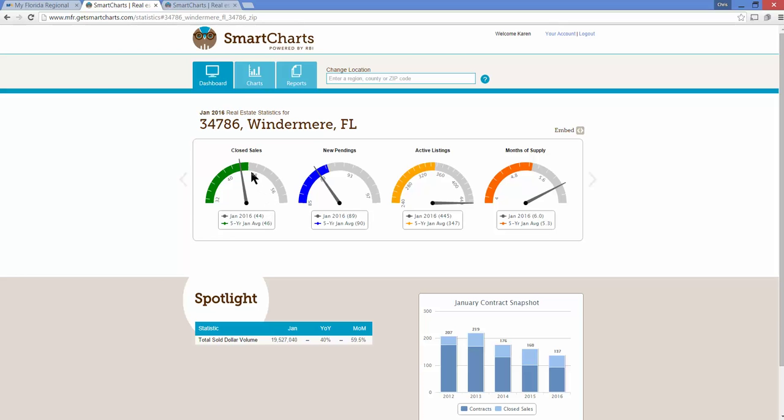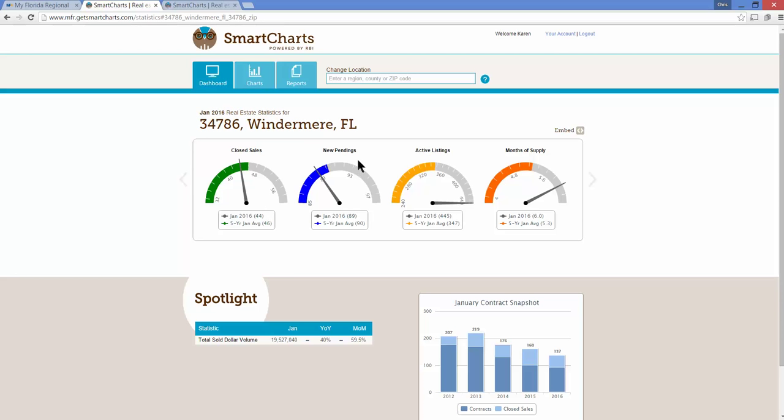So I see for closed sales, what closed in the immediate past last month? Well, 44 sales closed in the zip code. The 5-year average was 46, so we are slightly below the 5-year average here.